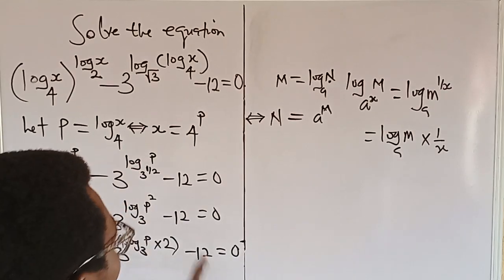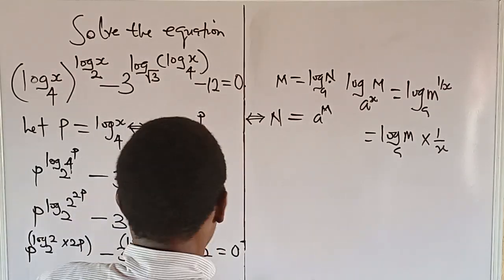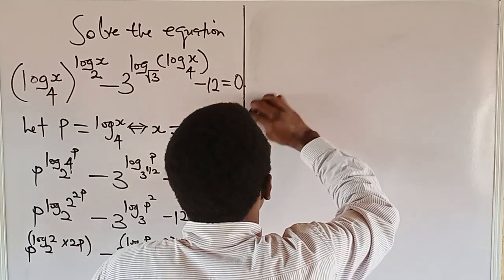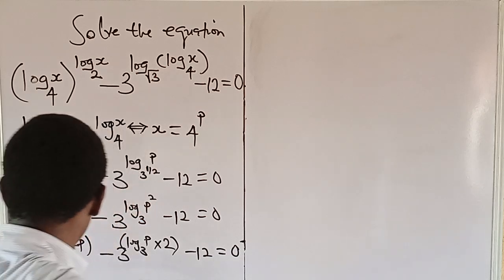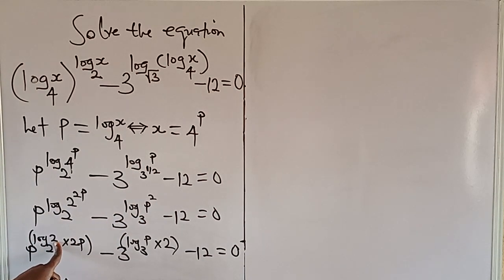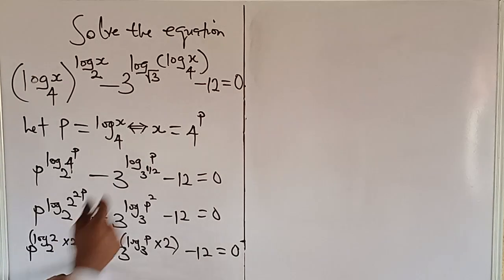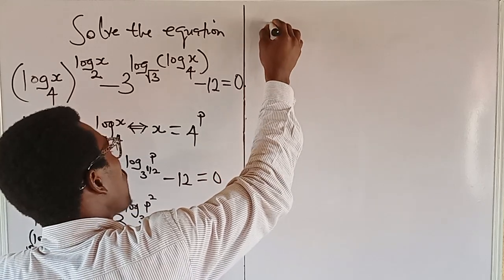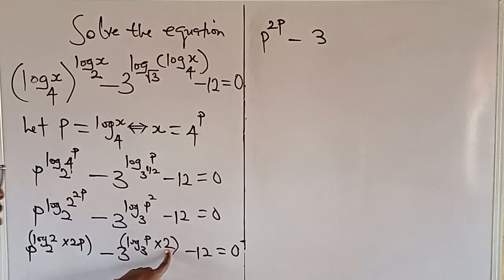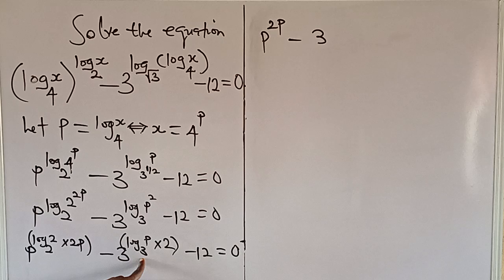So I will erase this part of the board now, and we shall continue the solution. Now, it is a true thing that log to the base 2 of 2 is 1. All right, so in that case, we shall have 1 times 2p. And that leaves us with p to the power of 2p. All right, they will have minus 3. Then 2 times log to the base 3 of p can be written as 2 log to the base 3 of p because multiplication is commutative.